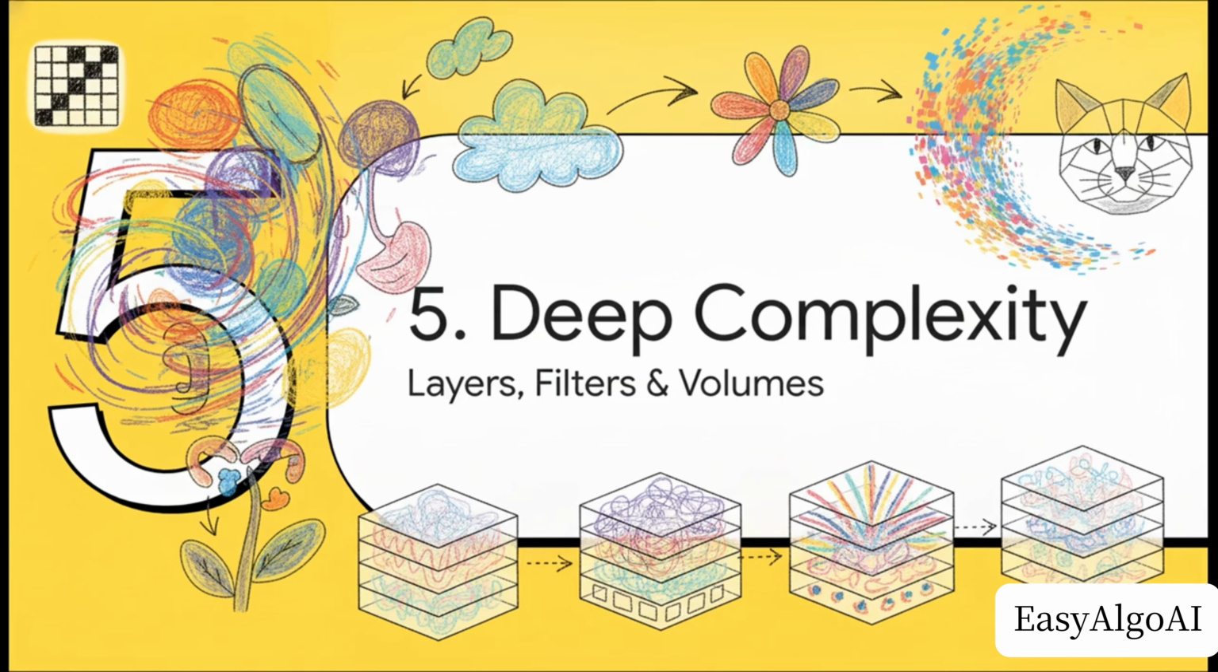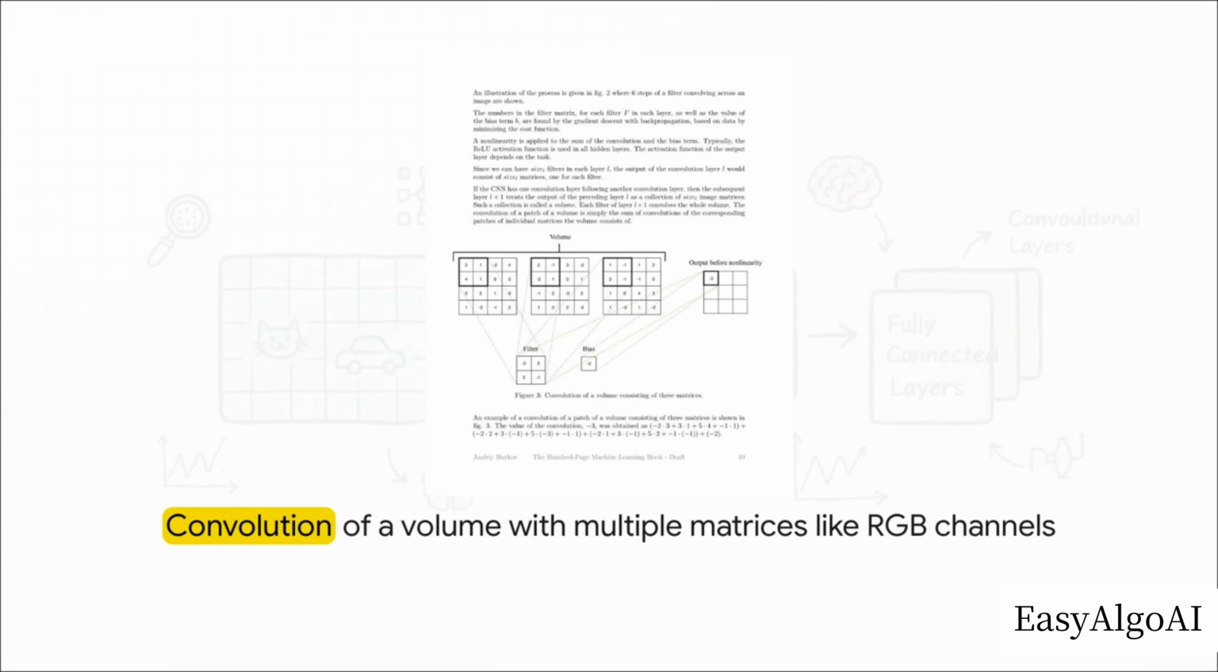Section 5. Deep complexity. But how do we scale this up from a flat, black and white 2D shape to the rich, incredibly complex images we actually see in the real world? Well, real life has color because color images have red, green, and blue channels. Our simple 2D grid transforms into a 3D volume, and the math elegantly expands to handle this. The network simply sums the convolutions across all 3 color matrices at the exact same time. So that sliding filter isn't just a flat square anymore. It's practically looking through the depth of all the color channels simultaneously.